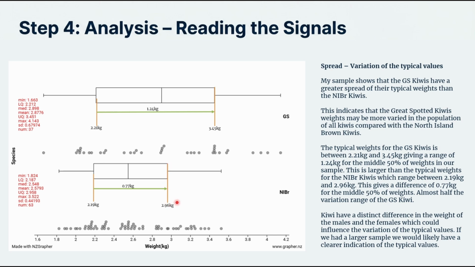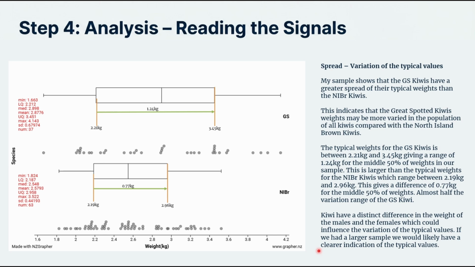And for our North Island brown kiwis, we've got our 2.96 and our 2.19, which gives us an overall difference of 0.77 kilos. So the variation range for North Island brown is almost half that of the great spotted kiwi.